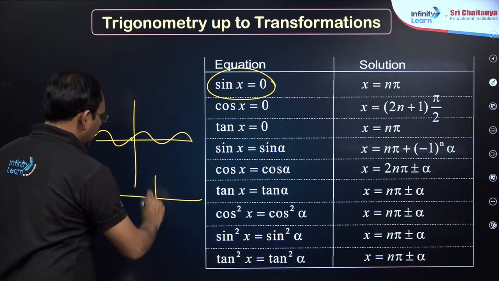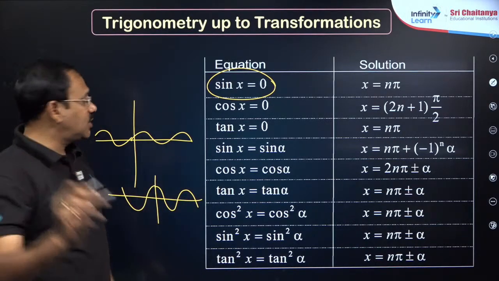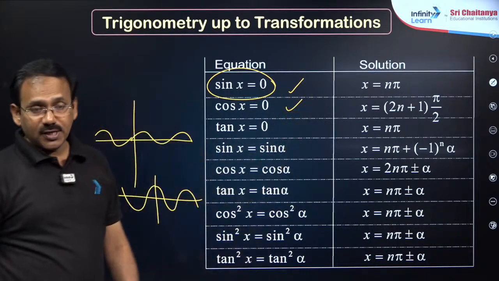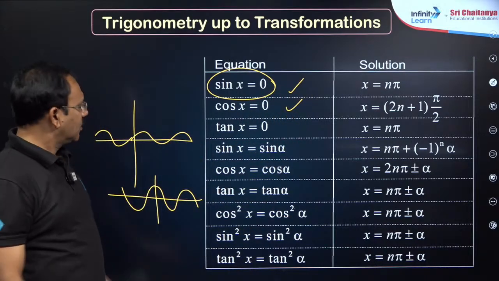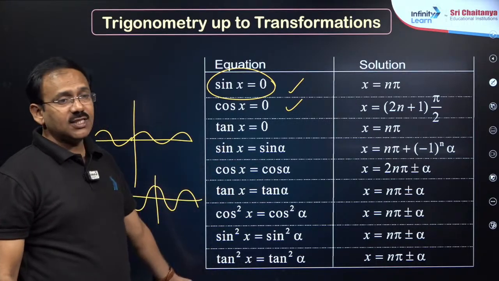Cos becomes 0, you see cos 0 at pi by 2 like this. Most important: sine becomes 0 when x is n pi, cos becomes 0 when x is an odd multiple of pi by 2. Okay. These two things are enough. The rest of the things are not giving questions of this format.